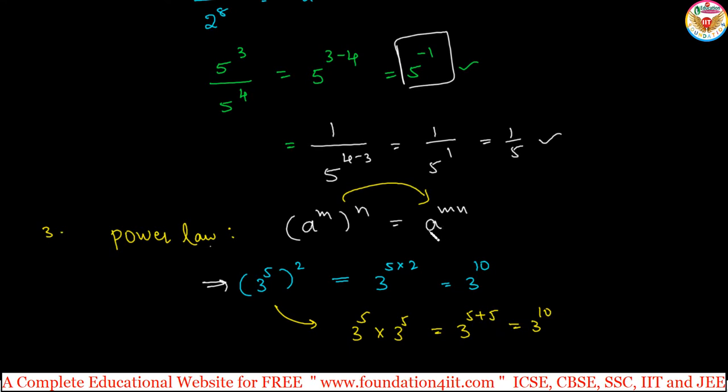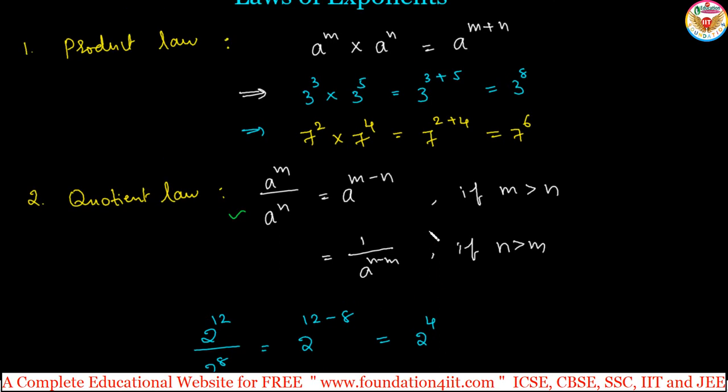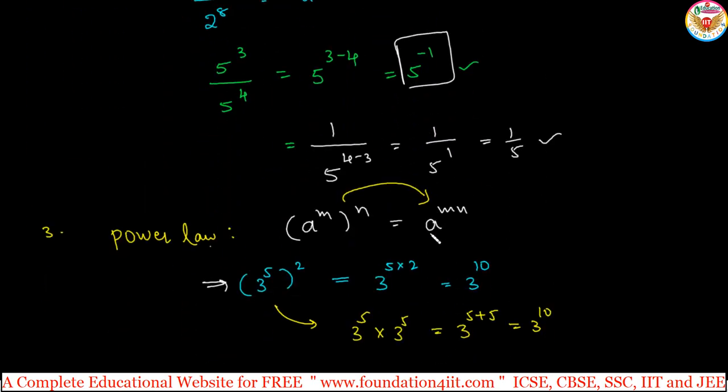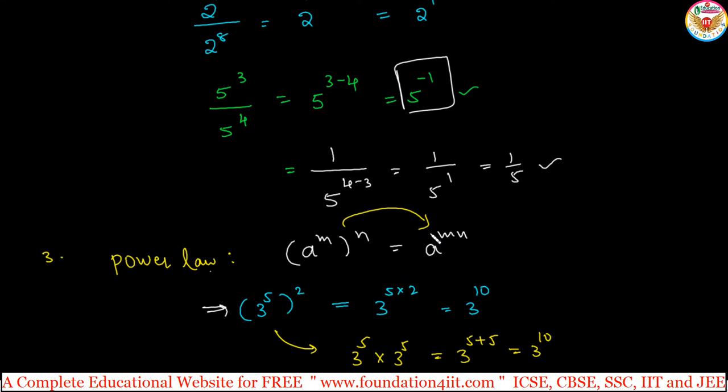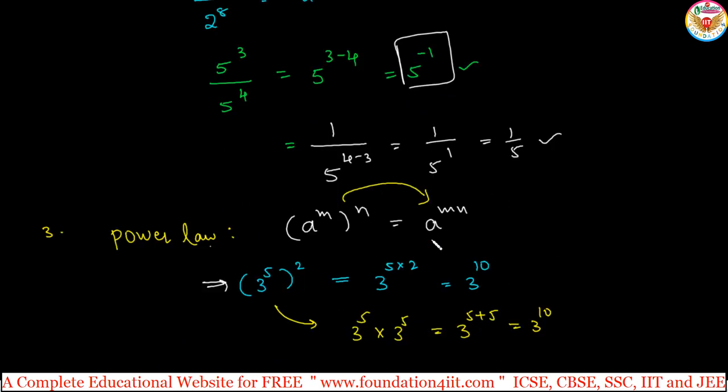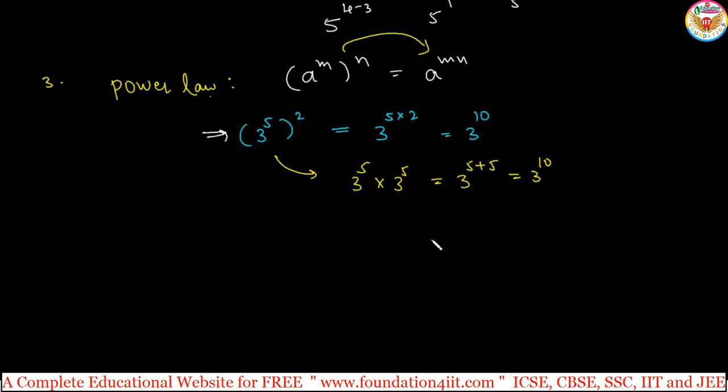These are the basic three properties, three laws: product law, quotient law, and power law. When the power is negative, we'll also see that, which will be helpful for the second property, the quotient law. Let us see it more clearly in the next topic.